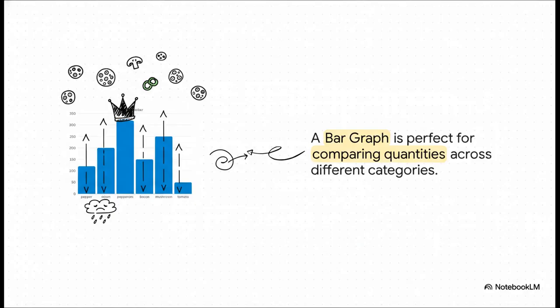First up, we've got the classic bar graph. This is your go-to whenever you want to compare different groups. Look at this. You can see instantly that pepperoni is the clear winner, and tomato is, well, not so popular. The height of each bar makes comparing them completely effortless.